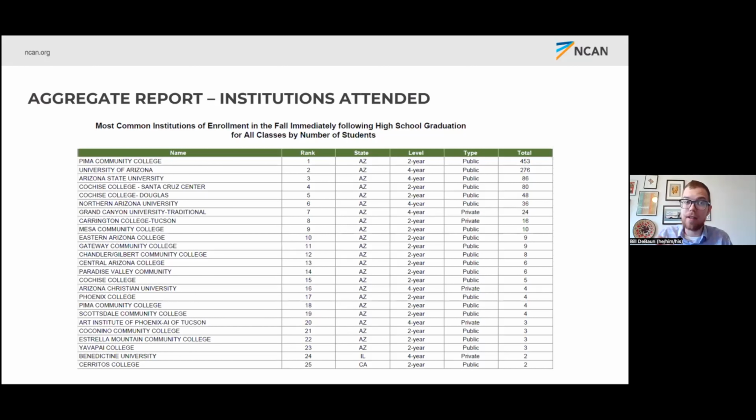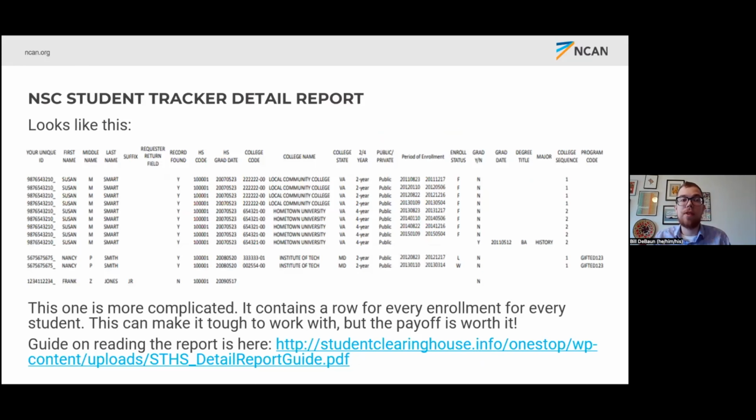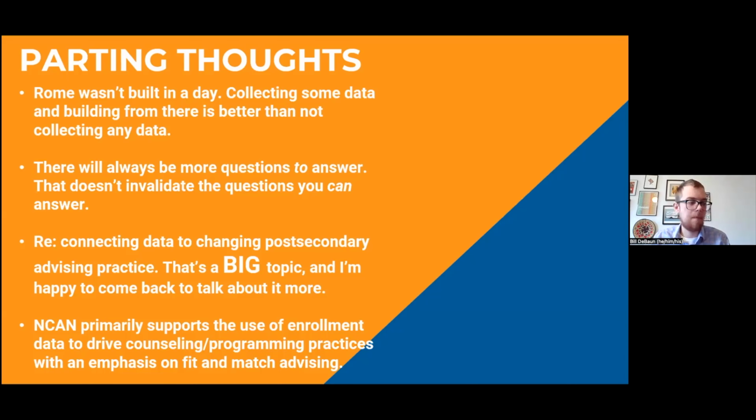And I think this is something else that the NSC helps to illuminate. This is what the student level report looks like. Okay, so this is every enrollment for every student that you send to them. Now, I'm not going to lie to you. This takes a little bit of doing to flip around here, but this granular level of data is a really rich source of information. It gives you all kinds of insights about where students are going, how they're doing when they get there. Okay, my parting thoughts before I open up for Q&A.